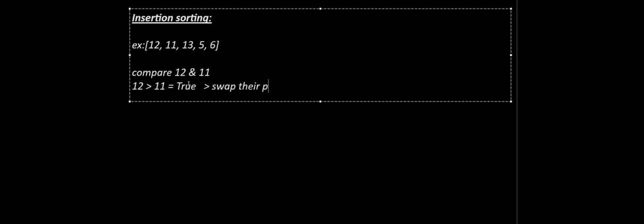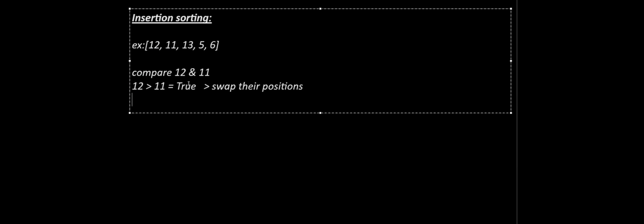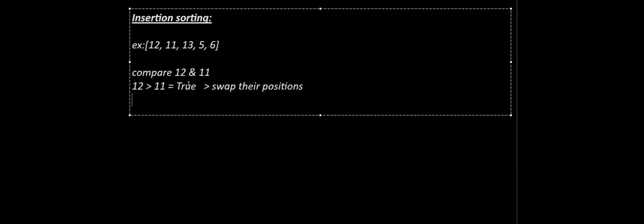If we swap the positions, how will my list become? 11 comes to the first position and 12 comes to the second position, 13 will be in the third position, 5 will be in the fourth position, and 6 will be in the same position. I just swapped these two positions only.